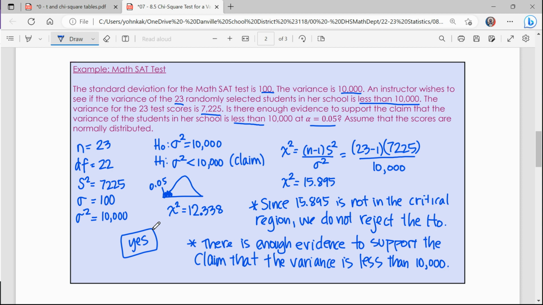Oh, wait a second. My bad. We need to change this real quick, because the sentence is actually, there is not enough evidence. My bad. There is not enough evidence, so the answer is no.